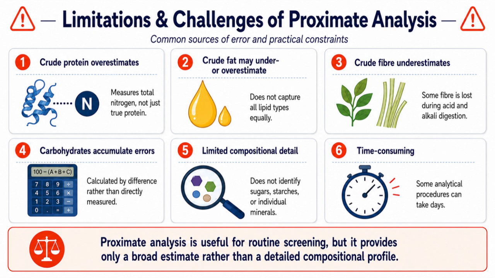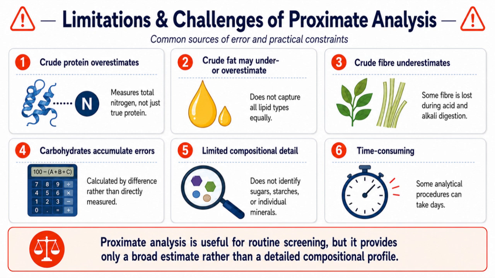First, crude protein overestimates. The Kjeldahl method measures total nitrogen, not just the nitrogen that comes from protein. If your sample contains non-protein nitrogen sources like urea or ammonia, they get counted as protein too. This means you can get a false high protein reading. In animal feed, this is a real issue. Urea is sometimes added, and it inflates the crude protein value.